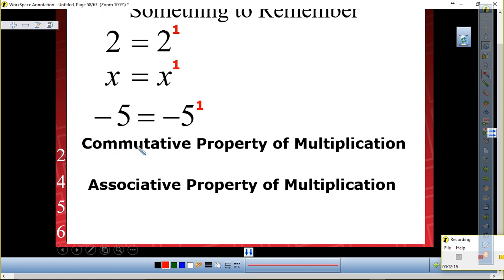Commutative comes from the word commute. Let me use it in a sentence so you remember what it means. Some of you might know, there are some teachers at Frank Wright that commute every day back and forth from Yuma. So what does the word commute mean?